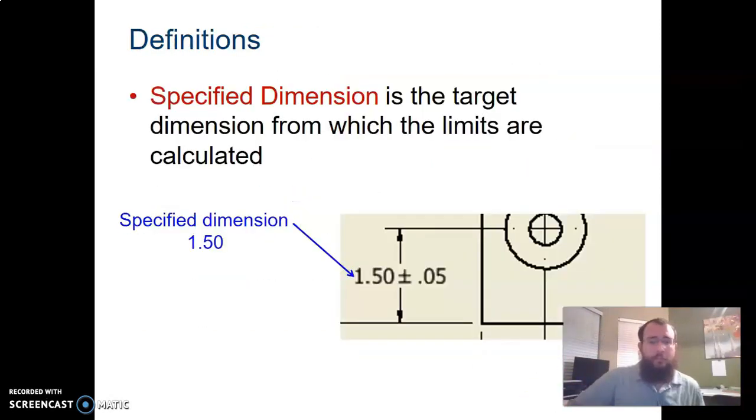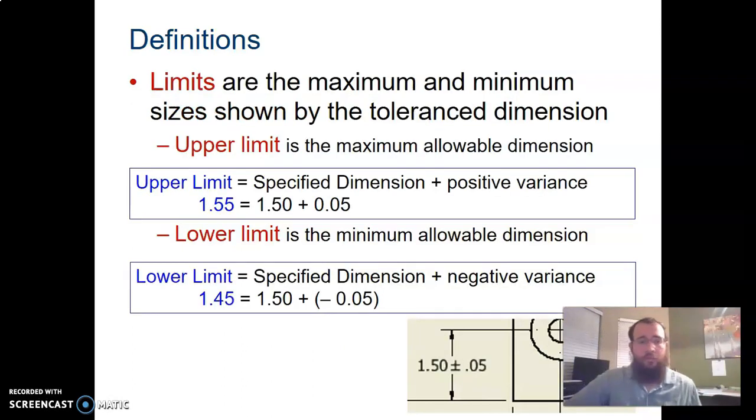Now, one more definition to point out. This is a specified dimension. I kind of mentioned it earlier. We want it to be 1.5, but the bilateral tolerance allows it to go up and down in one direction.